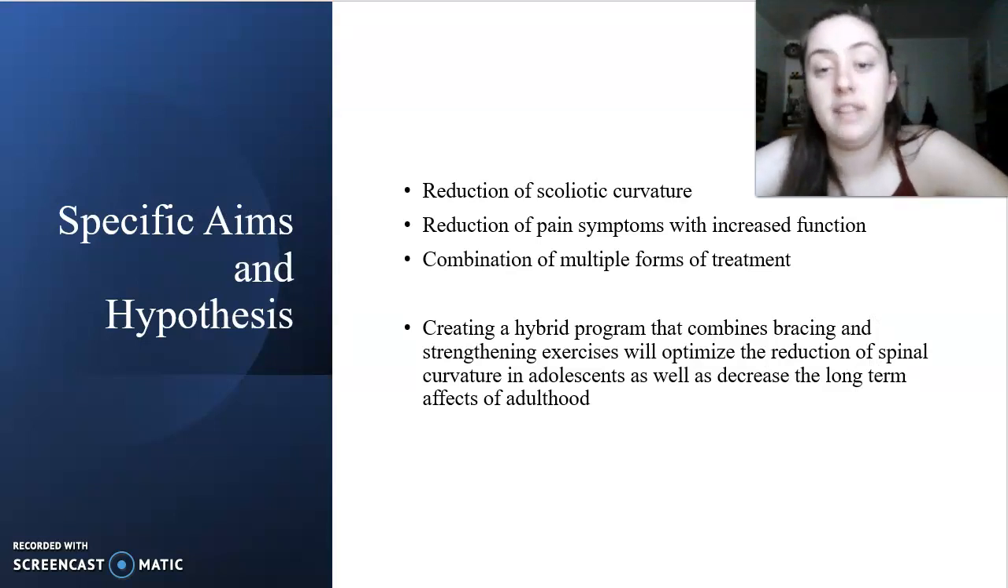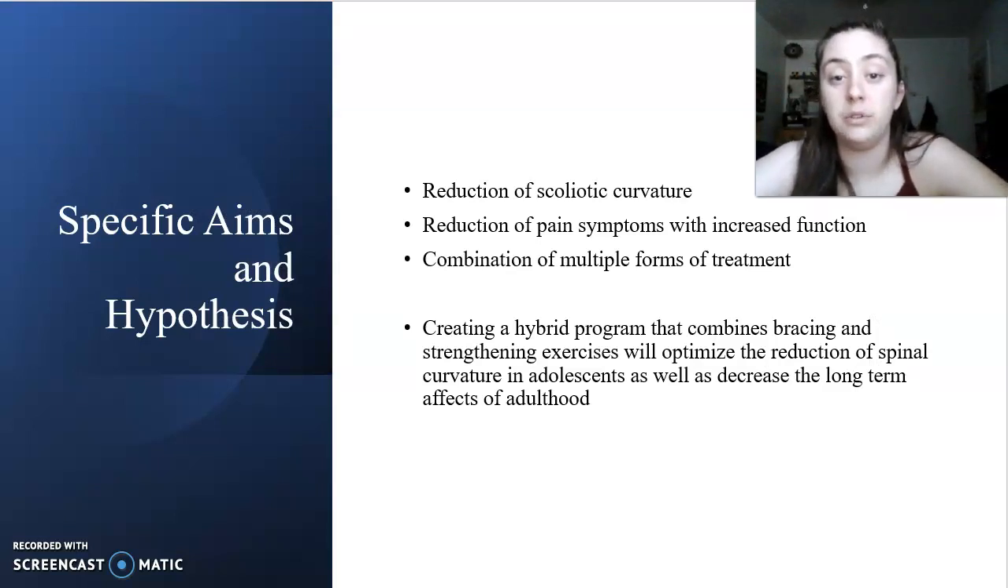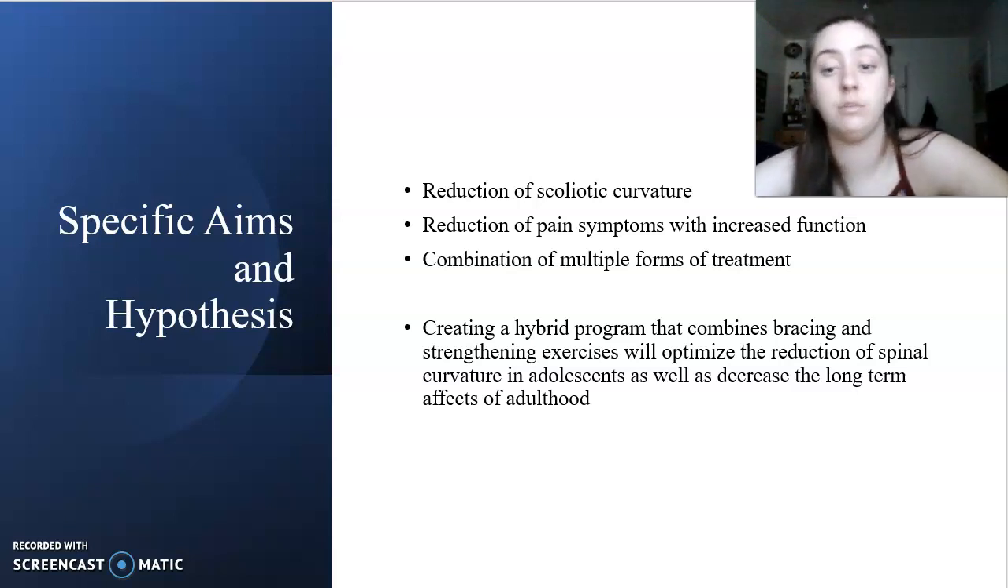So the point of this study is going to be to reduce the scoliotic curvature in the adolescents, to reduce their pain and increase their ability for function, and then combining multiple types of treatment for optimal results. And the hypothesis is creating a hybrid program that combines bracing and strengthening exercise will optimize the reduction of spinal curvature in adolescence as well as the decrease of long-term effects into adulthood.